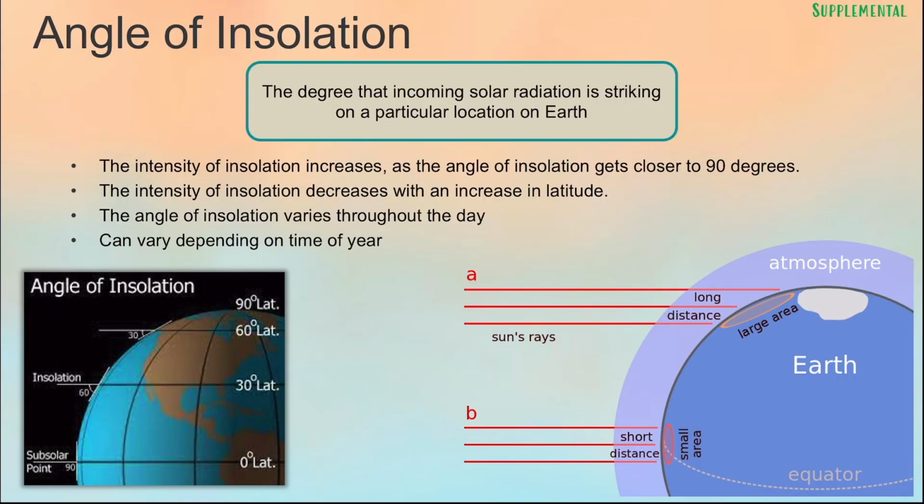All right, so this is something that is not on your exam. It is supplemental, but I do want to introduce it to you so that the following slide and the video that we will watch will make sense. So we have something known as the angle of insolation. So this is going to be the degree of solar radiation that is hitting a certain area on the planet.